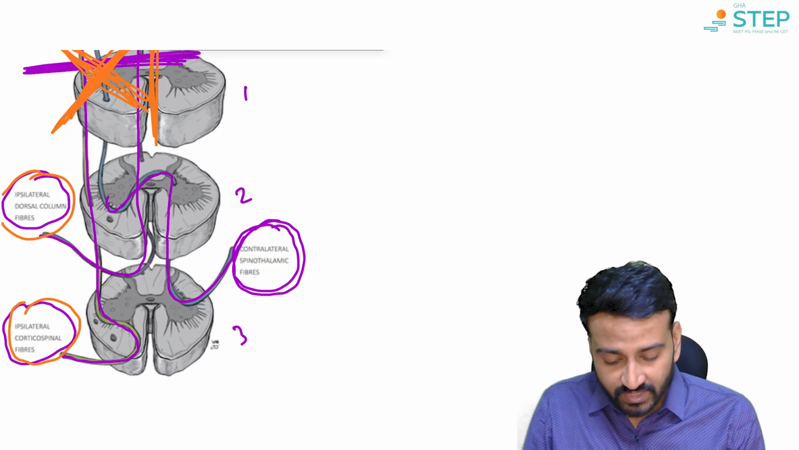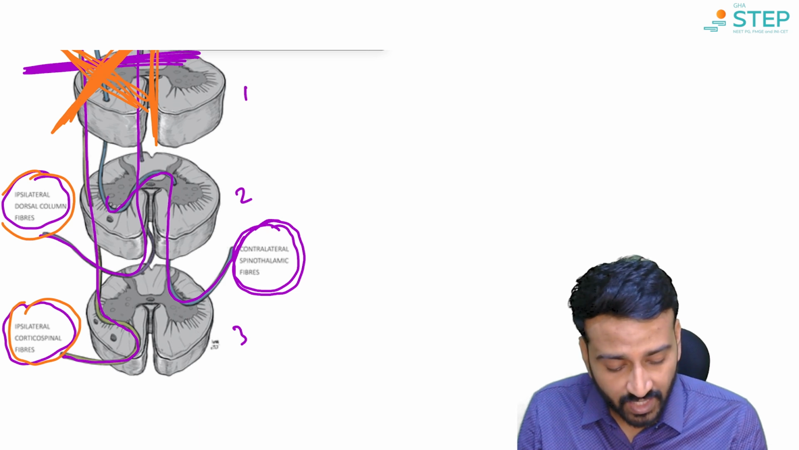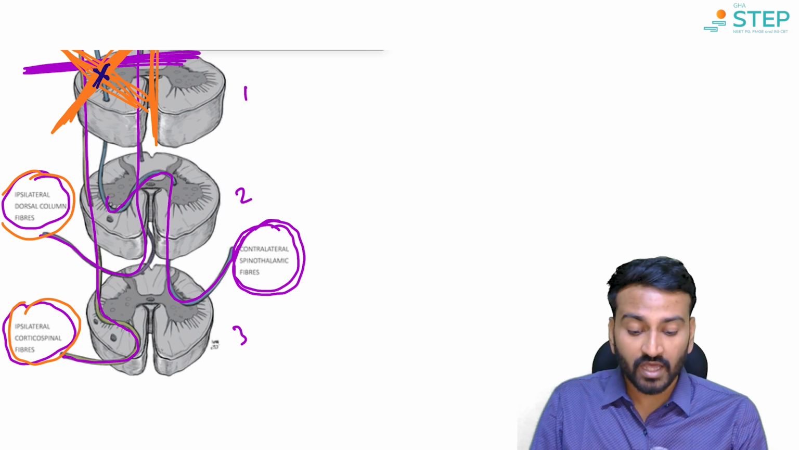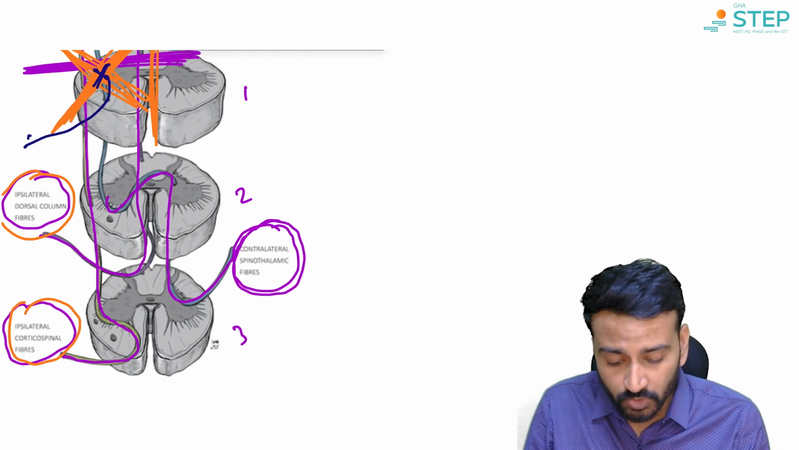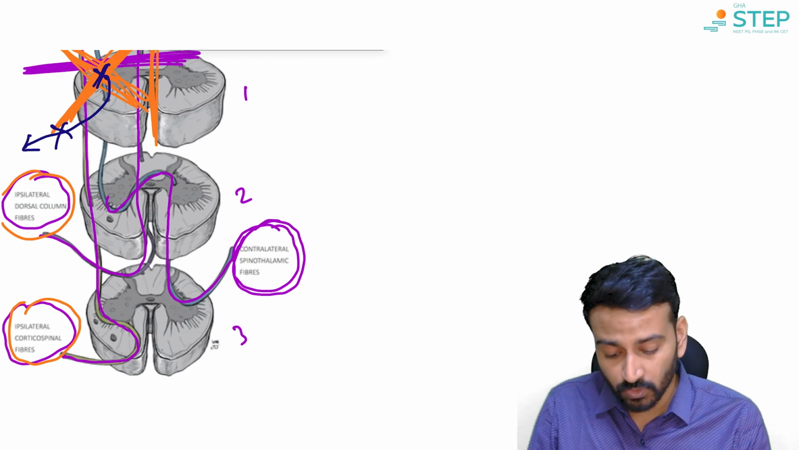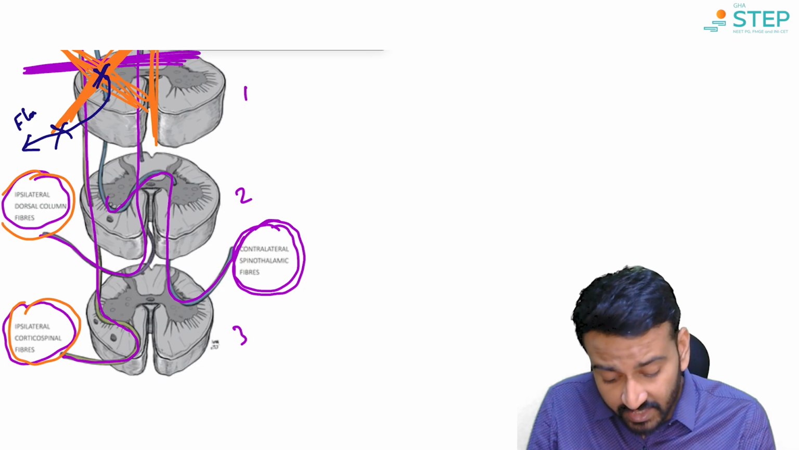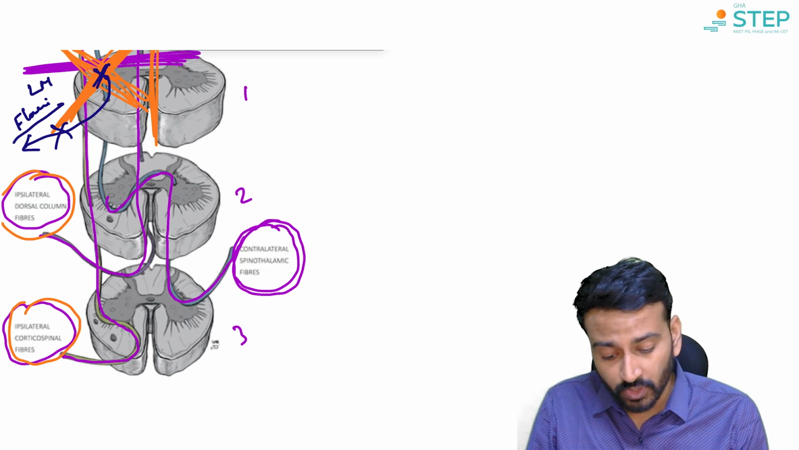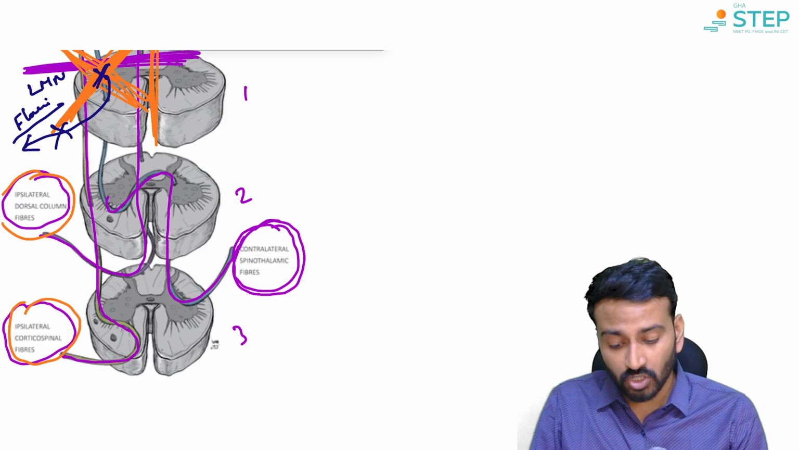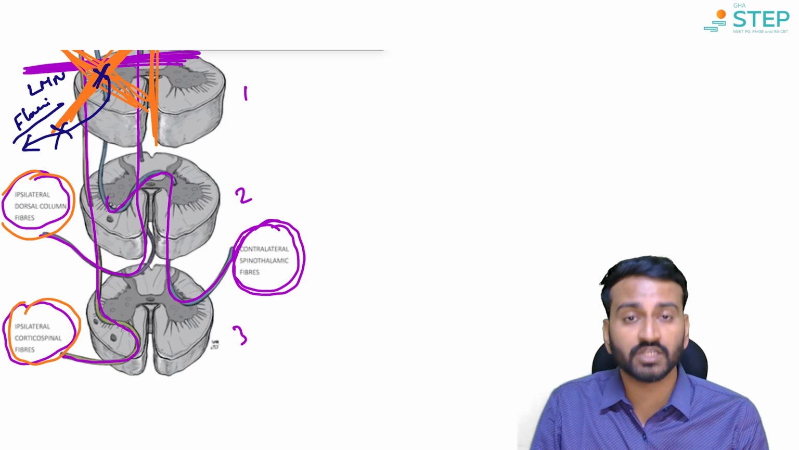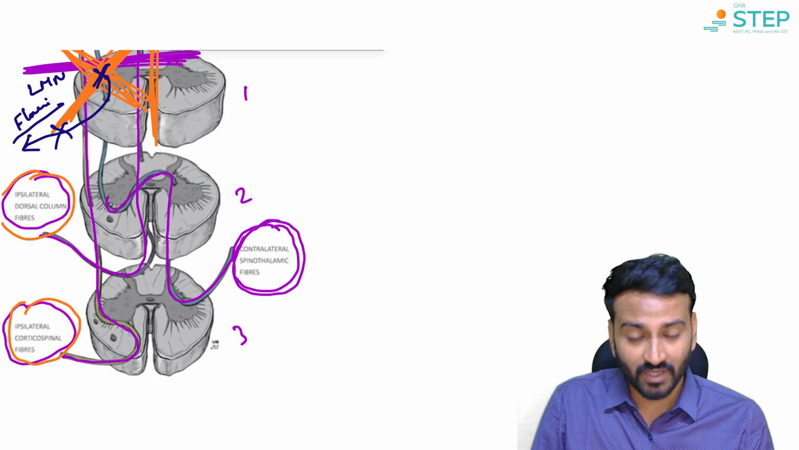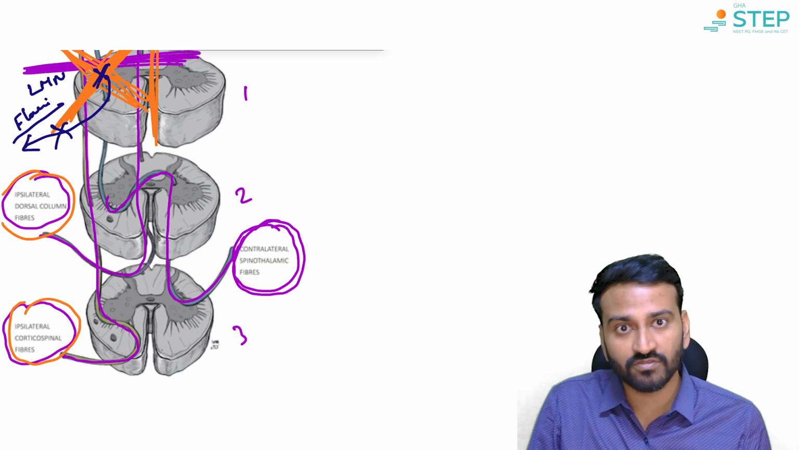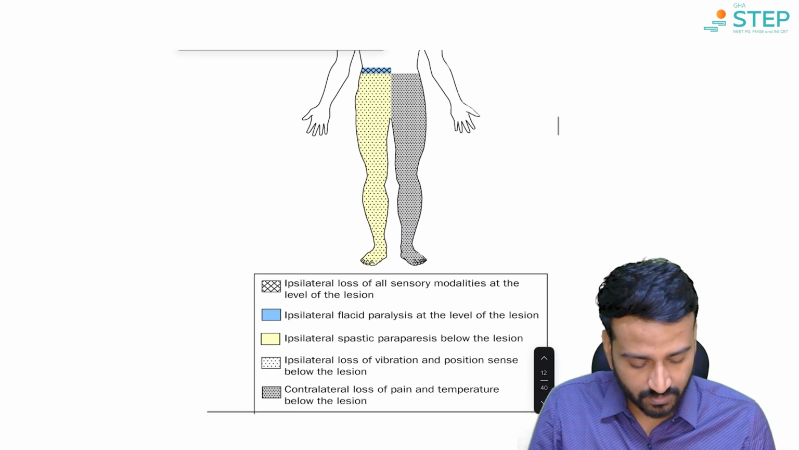See here, for this level we call it level X. Okay, level X. At the same level the motor neurons will be damaged, leading to flaccidity and all, but that is lower motor neuron, but beneath that the corticospinal tract is also damaged, right? So that means upper motor neuron features will be there below the level of lesion. That is what we see here.